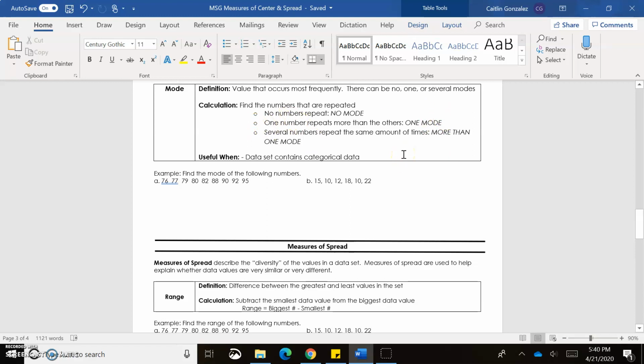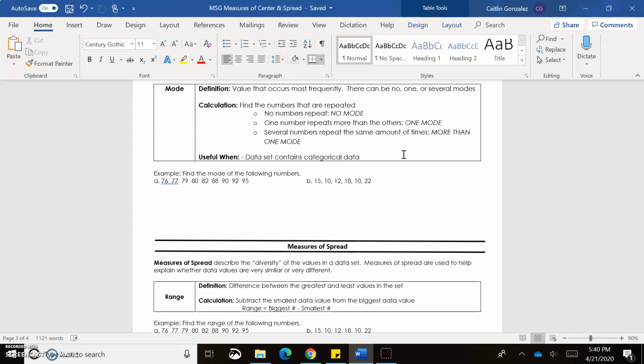If you have several numbers that repeat, just be careful. They have to repeat the same amount of times. So if I have a data set and there are 5 2s in that data set, and then there are 4 3s, they're not both modes. The 2 would be the mode because it occurs more than the 3.